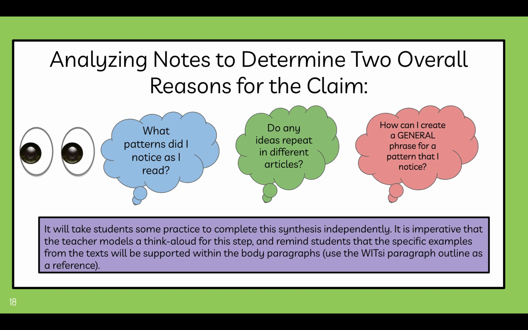Analyzing student notes to determine 2 reasons for the overall claim. Again, students should ask themselves the following questions when analyzing their notes and reviewing the parts of the text that they underlined. What patterns did I notice as I read? Do any of the same ideas repeat in different articles? How can I create a general phrase for a pattern that I notice? By creating a general phrase, students can then use that phrase as a reason within their claim. Students must be able to compose 2 phrases to include into their claim.